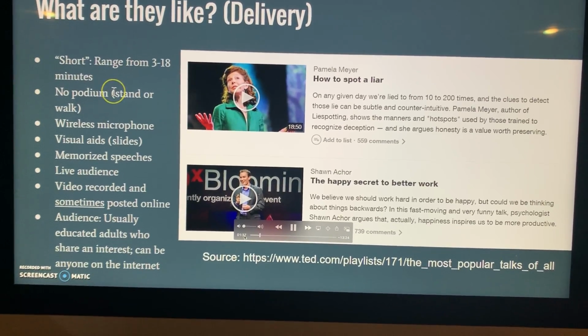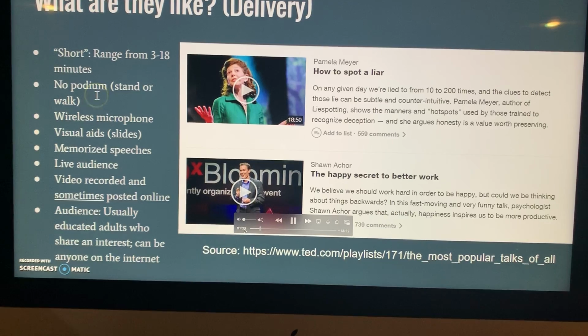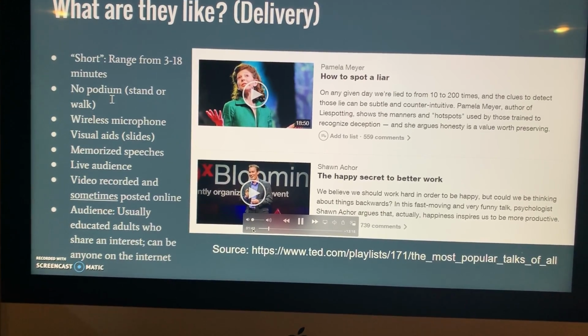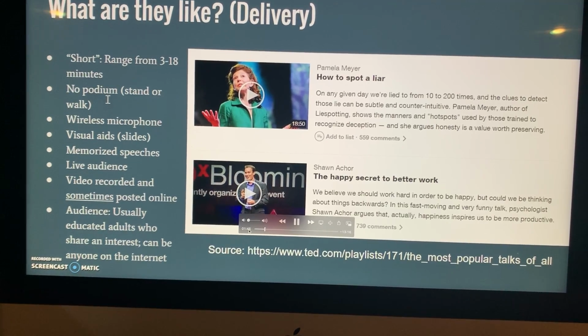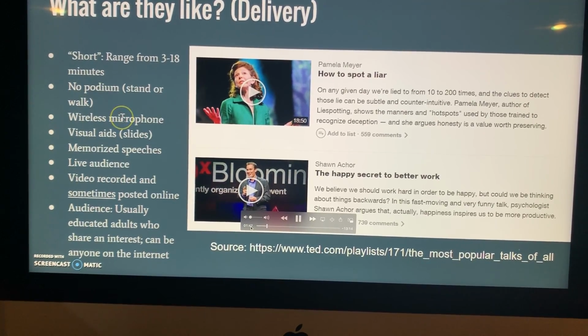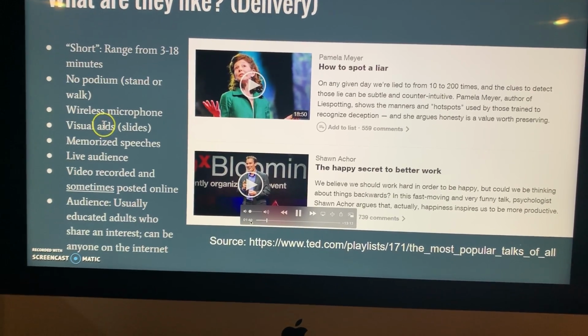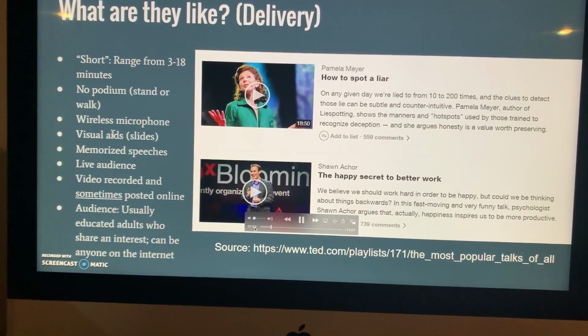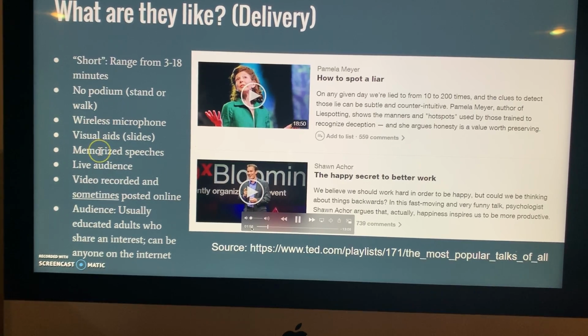We will be looking at some of these in detail later, but basically they're short. The average is 3 to 18 minutes. Okay, so that gives you a time frame. For yours, I'm guessing you'll be more like 3 to 10 minutes. One thing that's very unique about a TED Talk is there is no podium. Normally, the presenters walk around.